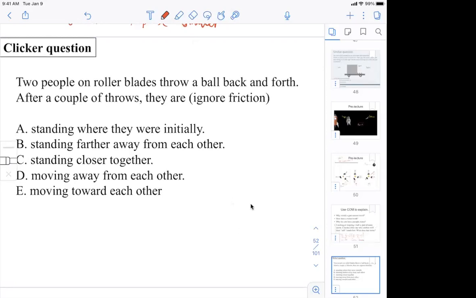These are our results. So it seems like we all agree they are going to be further away from each other, as indicated by B and D. So the question is whether they are still moving or are they standing? So what do you think?